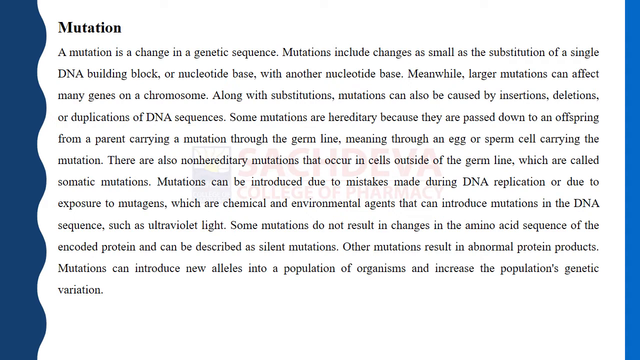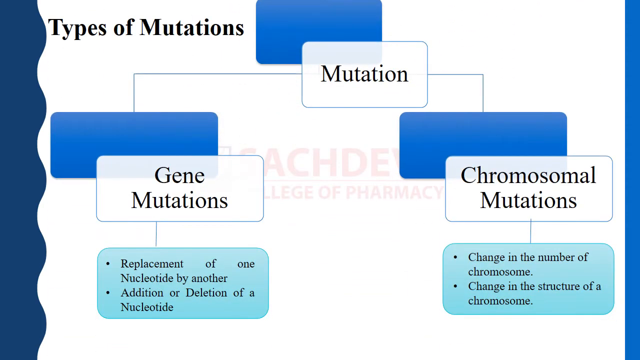Some mutations do not result in a change in the amino acid sequence of encoded proteins and can be described as silent mutations. Other mutations result in abnormal protein products. Mutation can introduce new alleles into the population of the organism and increase the population's genetic variation. Here are the two main categories of mutation. One is gene mutation, second is chromosomal mutation. In gene mutation, there is replacement of one nucleotide by another, or addition or deletion of nucleotides. In chromosomal mutation, changes in the number of chromosomes and changes in the structure of chromosomes are present.